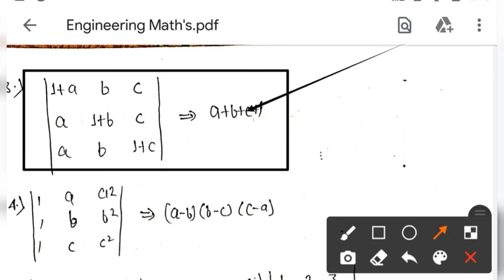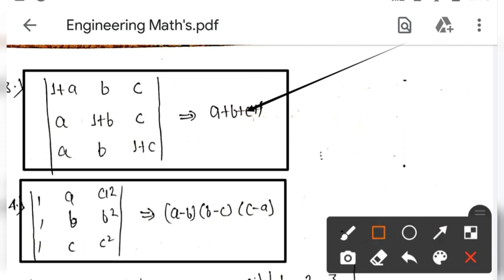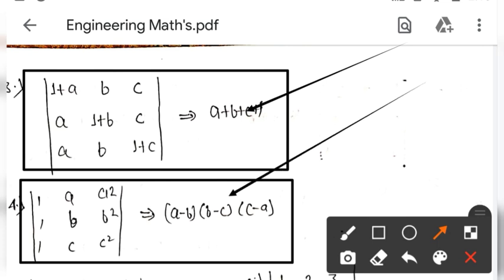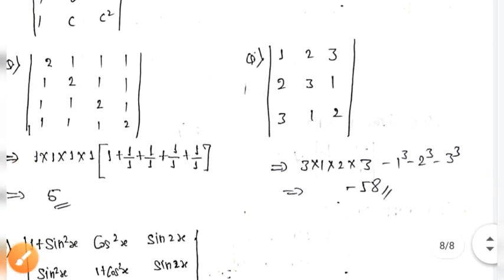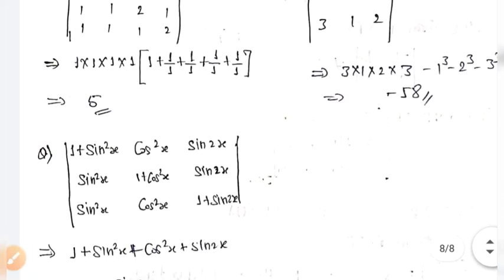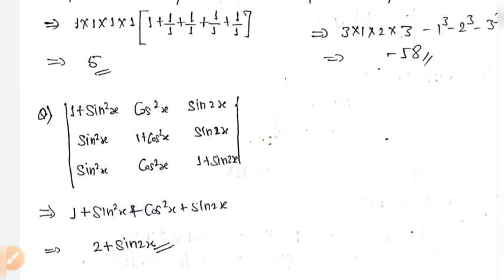This is the Vandermonde matrix I told you about. This is how you have to find the determinant of this matrix: A minus B into B minus C into C minus A. Okay, for that also an example is given over here. So just go with the example.